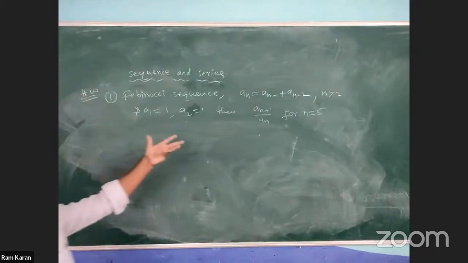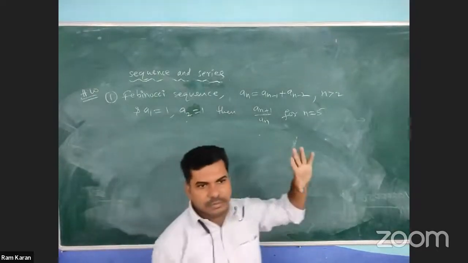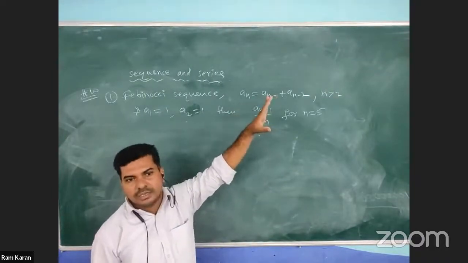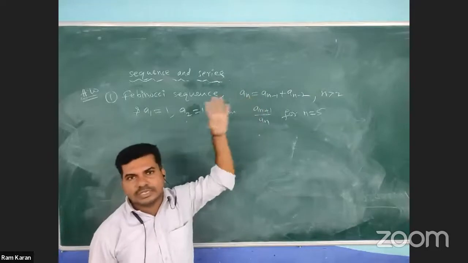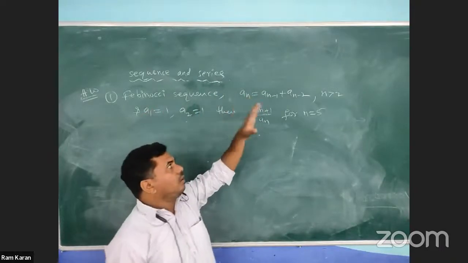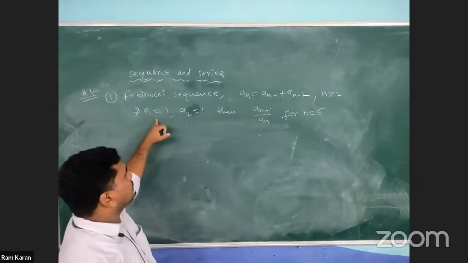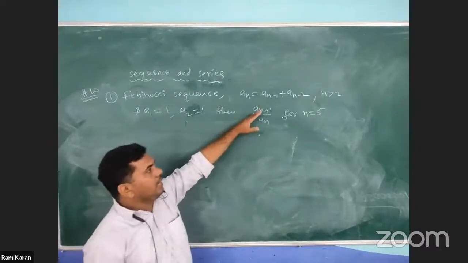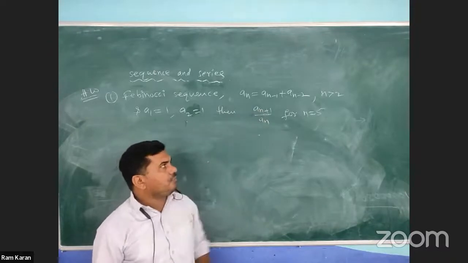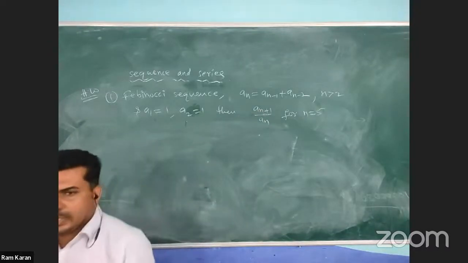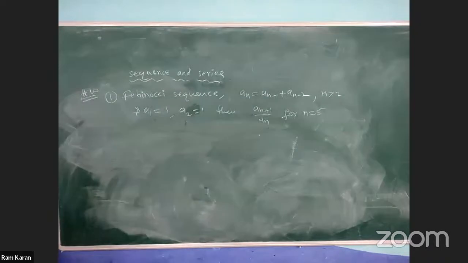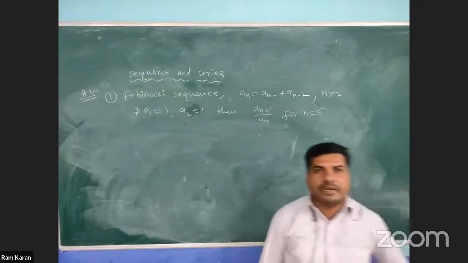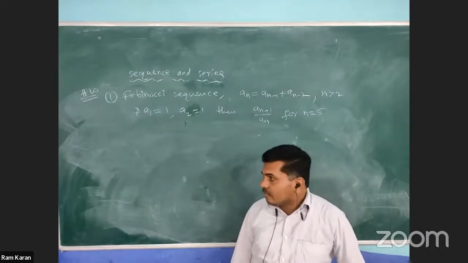This is also one of the sequences. There is a name: this is the Fibonacci sequence. In this sequence, the first term and second term are given. Then you find out a6 by a5. That's a sequence. With the help of this sequence, let us define the progressions.